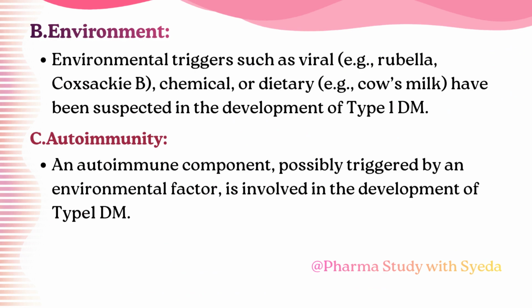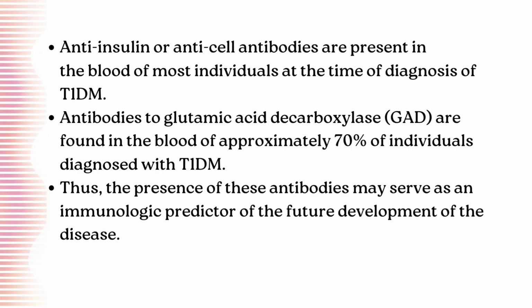Autoimmunity. It is a key component in type 1 diabetes. An abnormal immune response, possibly initiated by these environmental triggers, leads the body to mistakenly attack and destroy its own pancreatic beta cells. In type 1 diabetes mellitus, an autoimmune process destroys the pancreatic beta cells. At the time of diagnosis, most individuals have detectable anti-insulin or anti-islet cell antibodies in their blood. These antibodies indicate that the immune system is attacking the body's own insulin-producing cells.